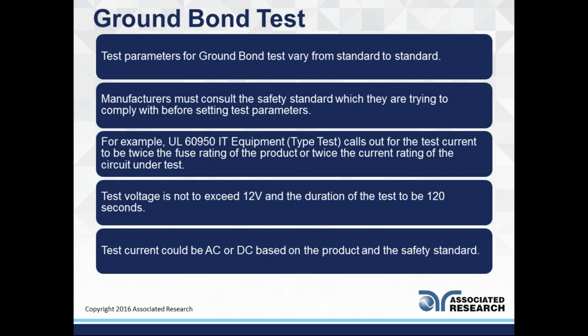There's some ground bond tests that want your voltage to be at 3 volts. You know, so it all depends on what standard you're testing to. Test current could be AC or DC based on the product as well. So these are all parameters that are important to find in the standard you're testing to.